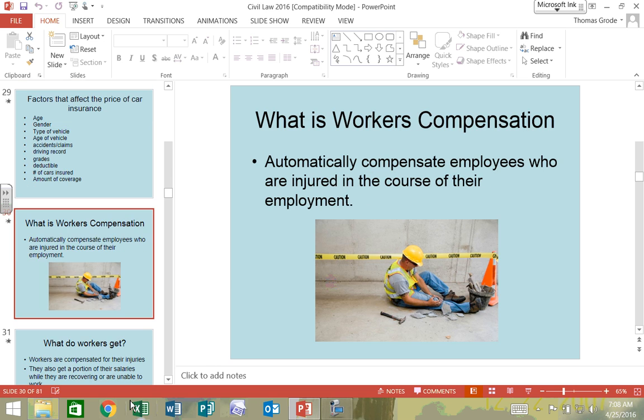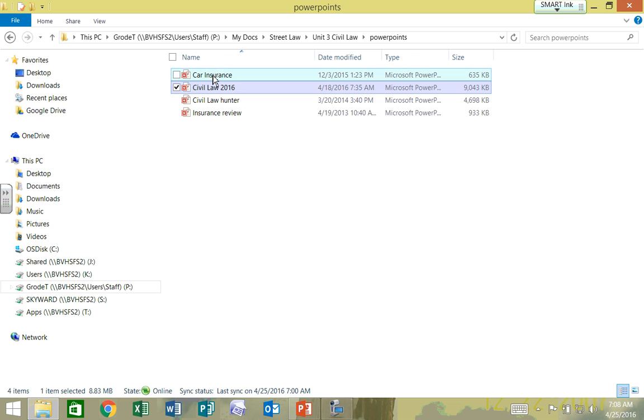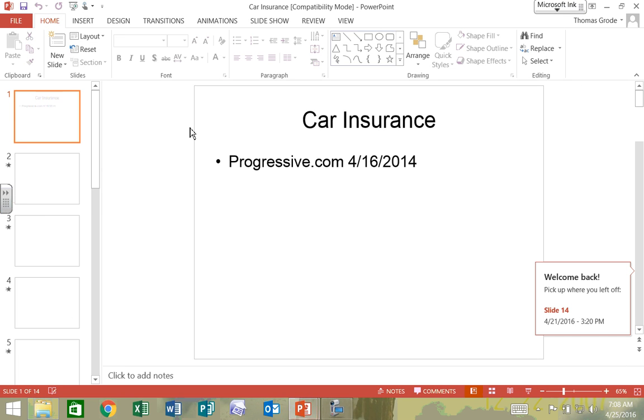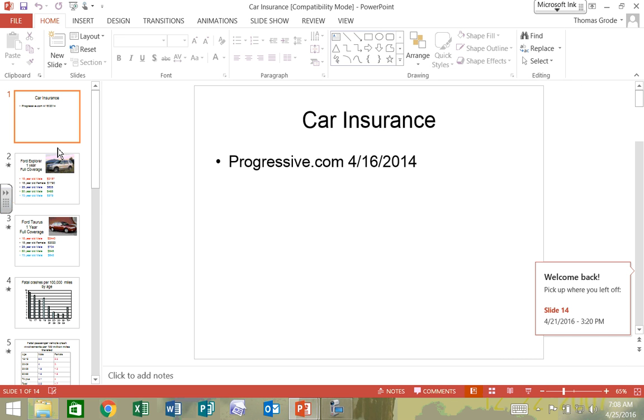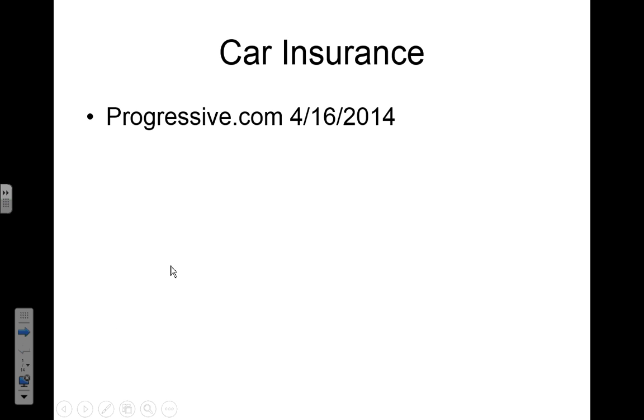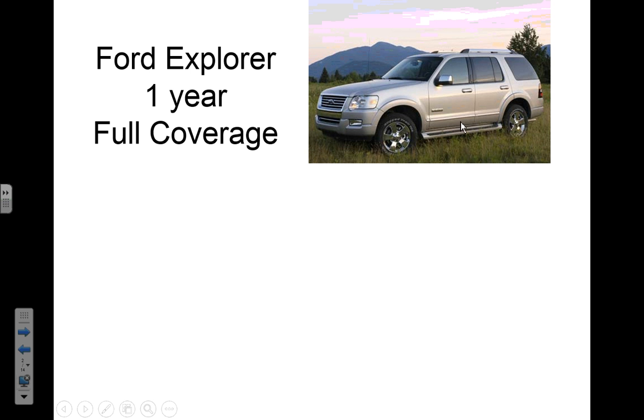I'm going to not go with that, but I want to show you something that I went to Progressive a couple years ago, and I just looked up the price of car insurance on different things. So I kept everything equal, except for in this particular case the age, or in one example the gender. So I just found the price of car insurance for a Ford Explorer. I get full coverage, which is liability plus comprehensive plus collision and so on.